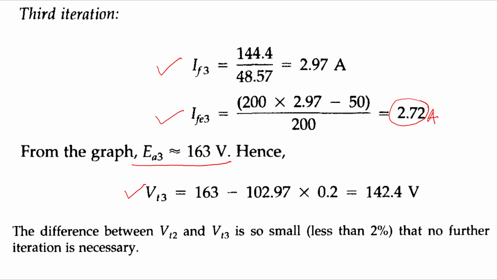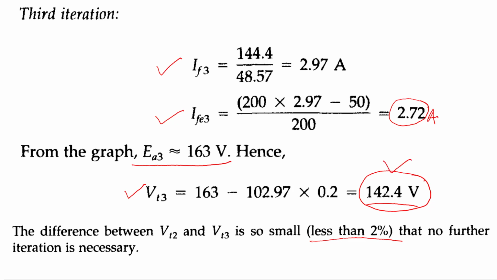So I will find it, it is coming to 142.4 volt. Now if you see the mismatch of the voltage, that means the error in the voltage, that error is coming around less than 2%. So now we can consider this. Even if you go to the next iteration, you will find around 142.4 volt. So therefore we will not go to the next iteration, we will converge here.